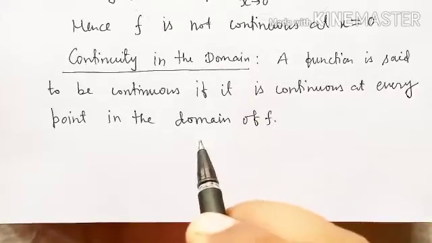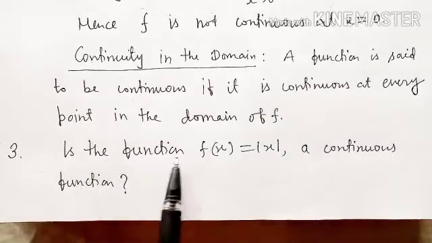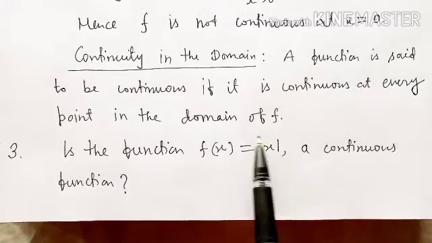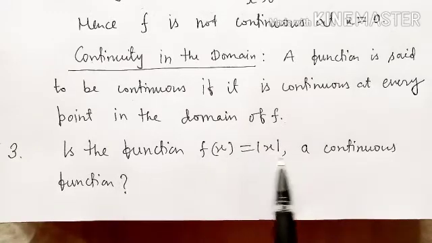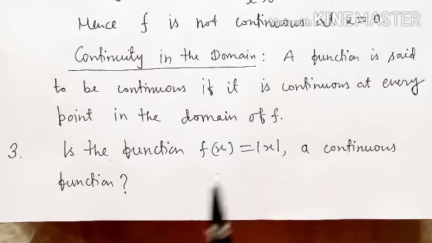Let us do a question. So the third question is: is the function f(x) = mod x a continuous function? See here, there is no point c given. It is asked whether it is continuous in the domain of mod x. You know that the domain of mod x is the set of real numbers. From the graph of mod x, you have already known that it is everywhere continuous. But let us do it analytically.